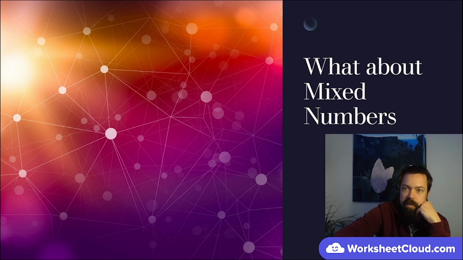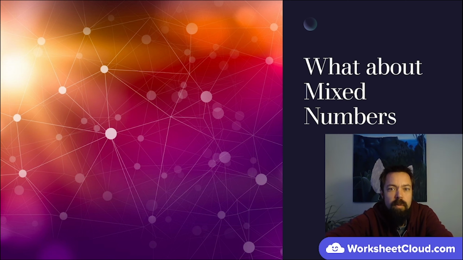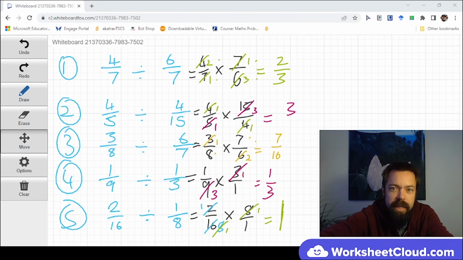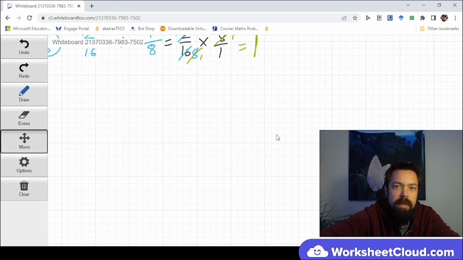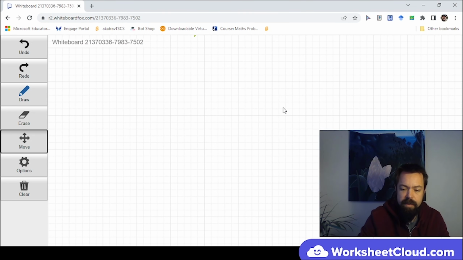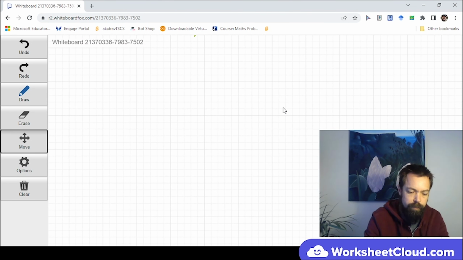So what about mixed numbers? Well, there is some good news on this front, and that is that, wait, sorry, before mixed numbers, I wanted to quickly look at converting between. Yeah, let's go back to the whiteboard. I need to just double check that you're comfortable with converting between mixed numbers and improper fractions.